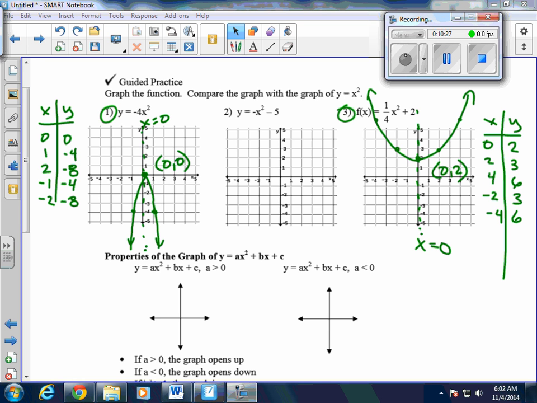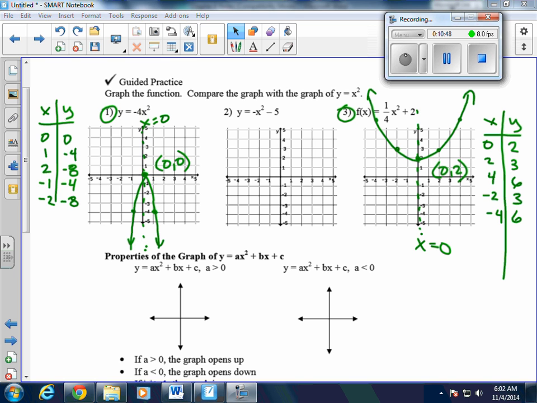So if we look at the graphs for number 1, this one is a reflection of our parent function. It opens down and it is narrower. It has the same axis of symmetry, which is x equals 0, and the same vertex, which is 0, 0.